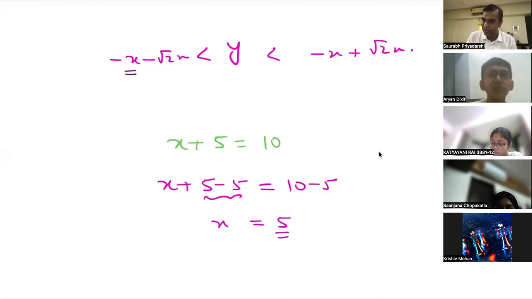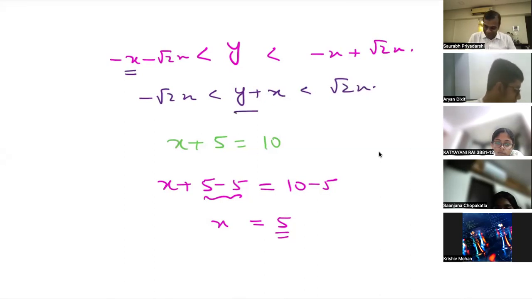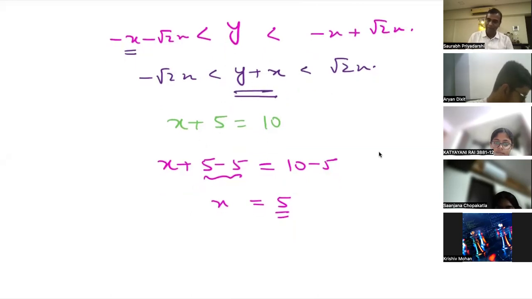Is this okay? Now I'll add x on this. So I'm getting root 2x less than y plus x. On all the three, I have to add x. You are not getting y, you are getting y plus x. Is this okay, Sanjana? Okay. Is this okay, Katani? Yes. Clear?